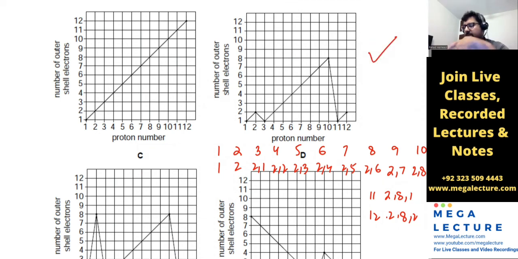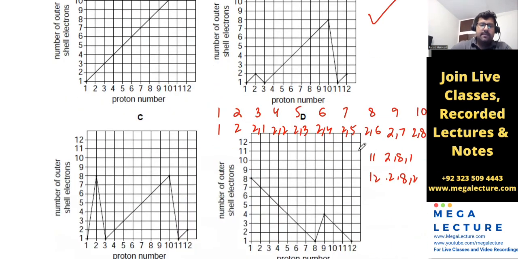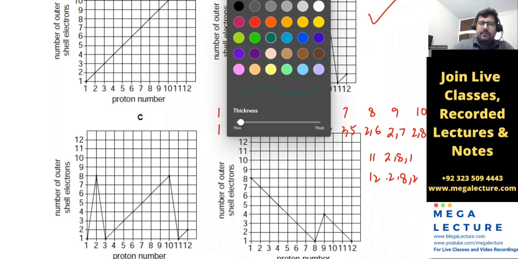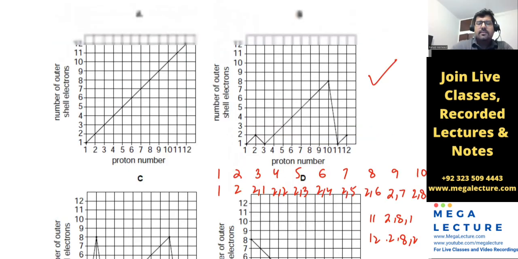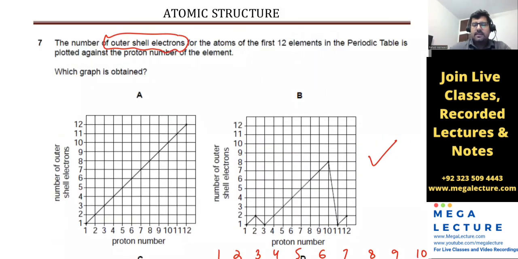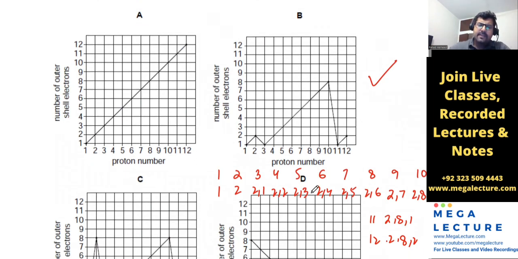Is this question clear? Clear again? Yes, sir. So just remember, read the question carefully. What is he asking for? Make sure you understand, okay, number of outer shell electrons and this.